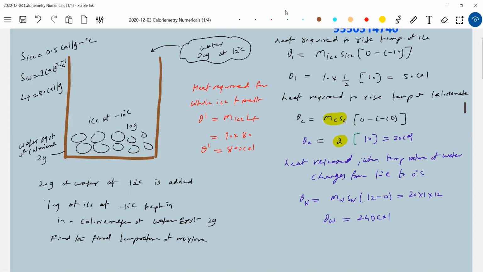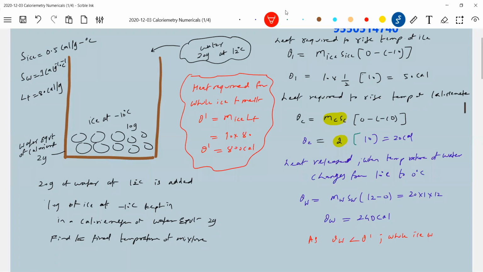So this part is something. So this QW is what? Less than Q dash. So therefore the whole ice will not melt. As QW is less than Q dash, the whole ice will not melt. Now this statement is very important. Whole ice will not melt.